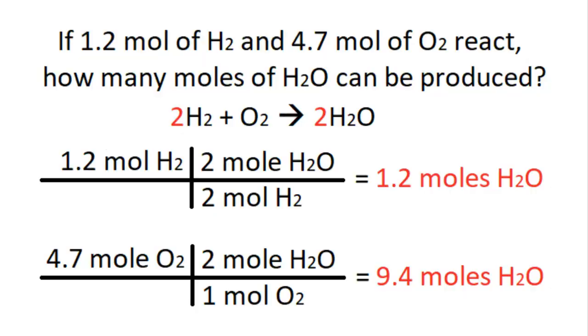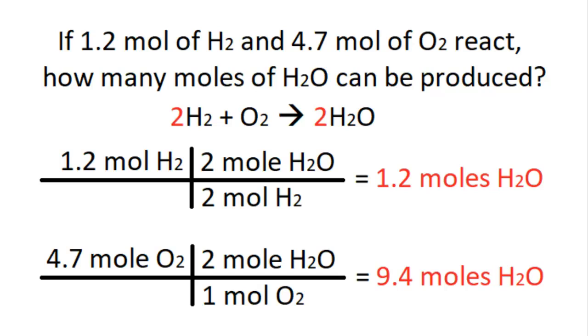In this example, we have 1.2 moles of H2 and 4.7 moles of O2. How many moles of H2O can be produced? So again, we have a balanced equation. 2H2 plus 1O2 makes 2H2O. In this problem, since we have 2 knows or 2 starting numbers, we have to set up 2 dimensional analyses.